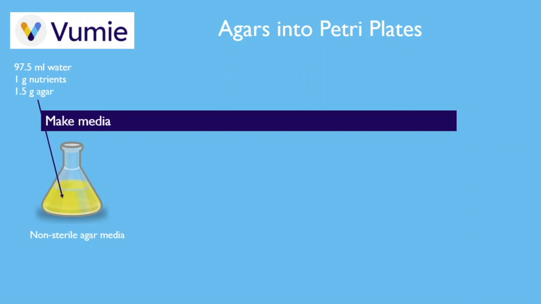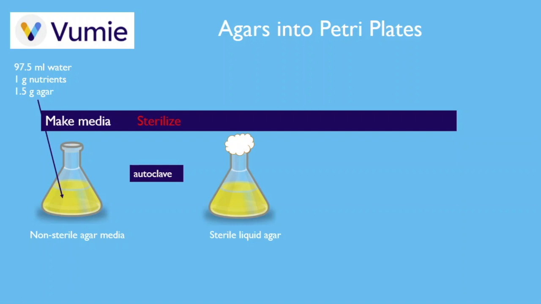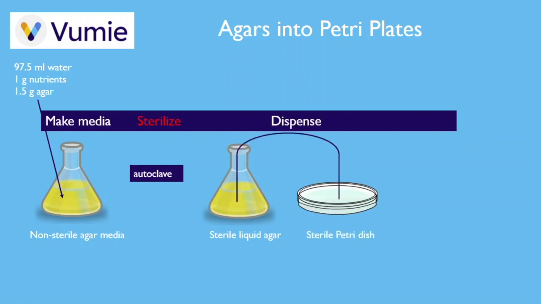When agars are used to make semi-solid media in Petri plates, they are autoclaved in flasks and then dispensed into sterile plates and allowed to solidify. Agar plates are useful for separating and purifying bacteria by means of streak plating, which you will study soon.